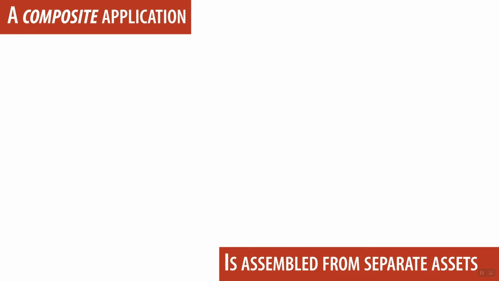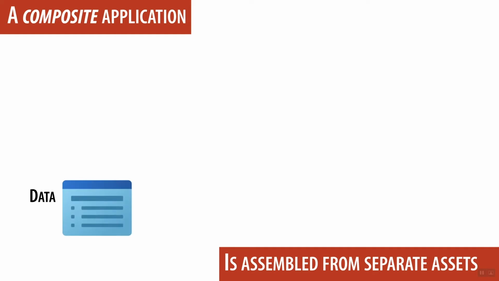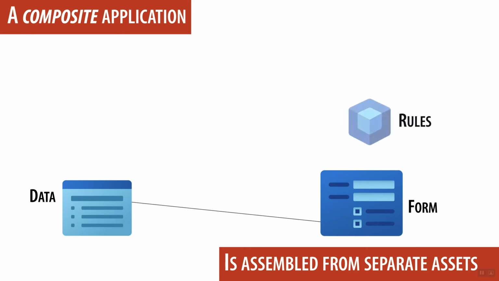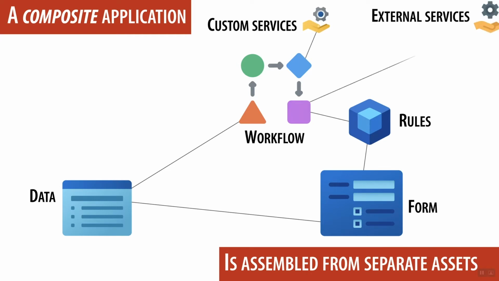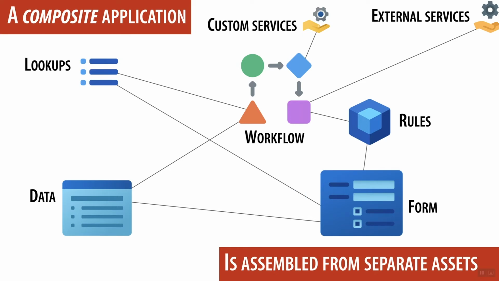Well, a composite application is assembled out of separate assets you created using completely different software. So the data could come from one place, the form from another, the rules from another, the workflow from another. You could have the workflow calling out to web services your corporation built or third-party offerings. And you probably needed to grab still more data from other places too. The point is that you built a lot of different things in a lot of different ways and then connected them all up together to create something new.